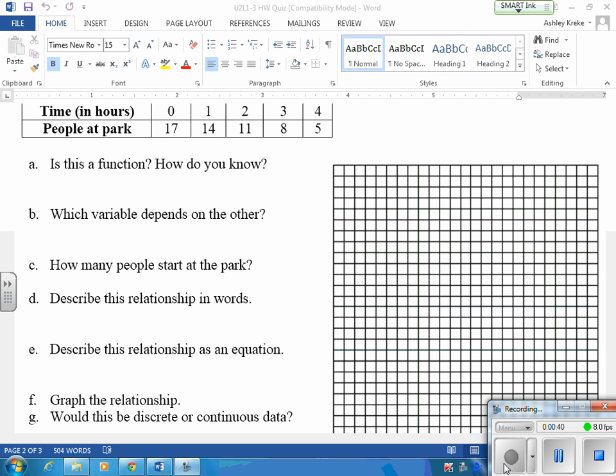How many people started at the park? Well, 17, because if you look, in 0 hours, there were 17 people at the park.